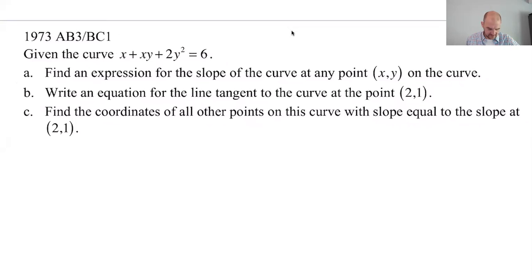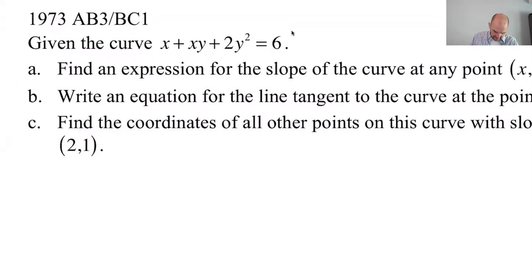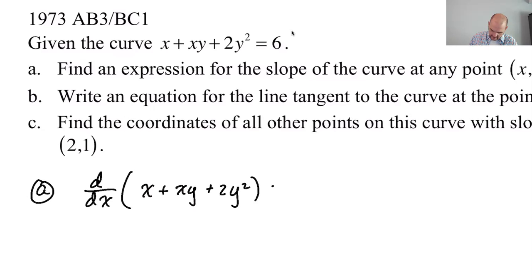And so let's see. Given the curve x plus xy plus 2y squared equals 6, all right, what are we gonna do? Find an expression for the slope of the curve at any point (x, y) on the curve. All right, so for A, we're going to be doing d/dx of x plus xy plus 2y squared equals d/dx of 6.